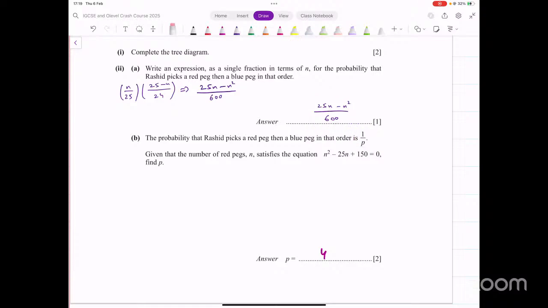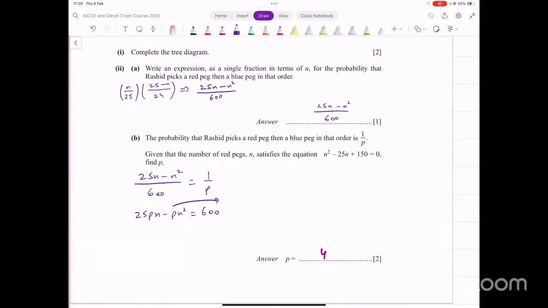Let's do that. We can say 25n minus n squared divided by 600 equals 1 over p. We could do something like this. And then when we cross multiply, what does that give us? That gives us 25pn minus pn squared equals 600. Now, if n has to satisfy this equation, what we can do is rearrange this and try to make it that somehow. This could be another way of thinking about this. Probably it's going to be quicker as well. Let's see what we get when we do that.